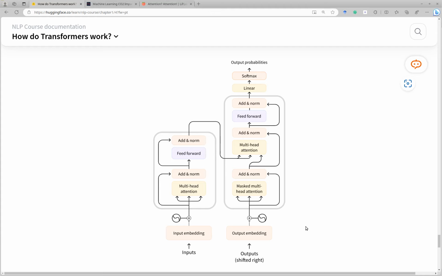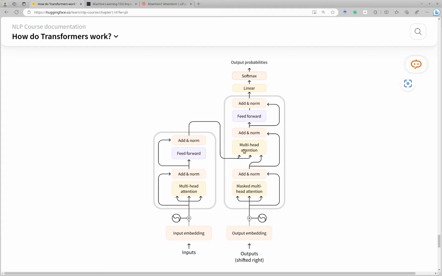So here the masked multi-head attention hides the tokens which are from the future. It will only present the current token and all the past tokens to the model, hiding or masking all the future tokens so that our model won't be able to peek into the future tokens.